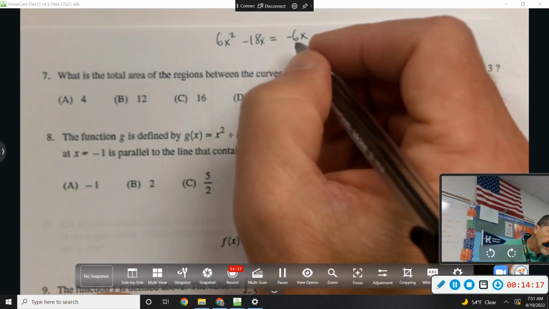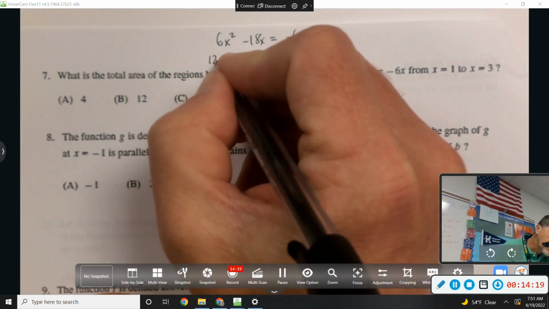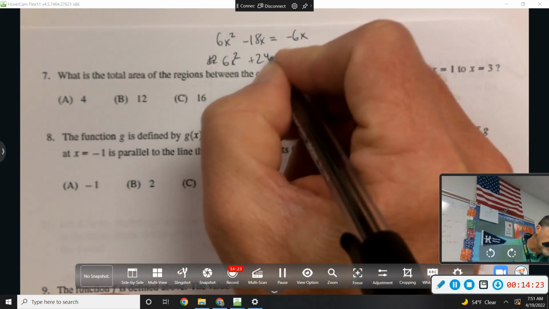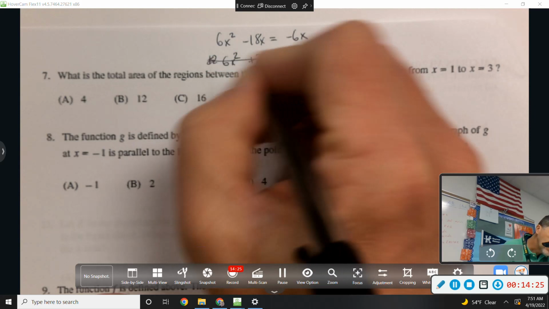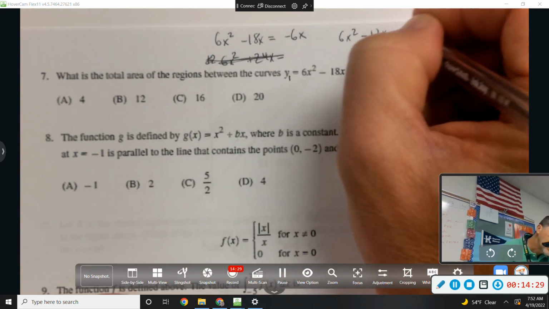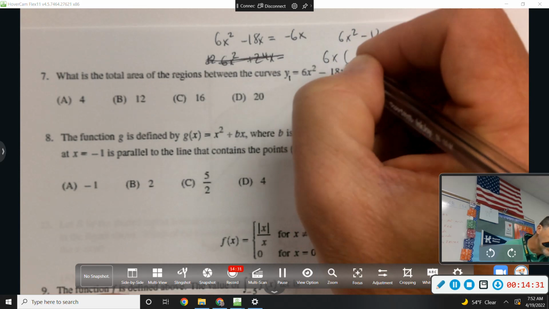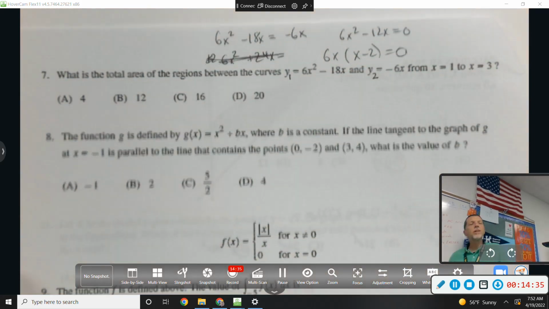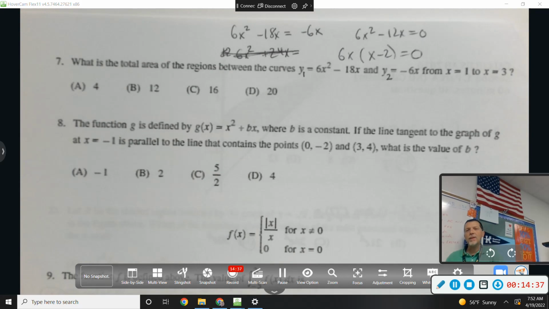So let's see, 6x squared plus 24x. Goodness, I can't math today. 6x squared minus 12x equals 0. Factor out the 6x. So like, they know if you don't have a calculator, when you have to do math, they make it kind of easy, or they make it work out.